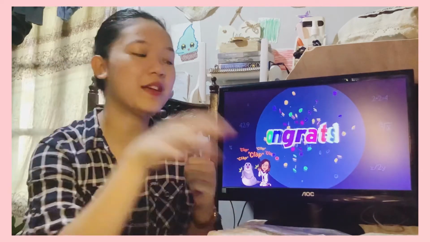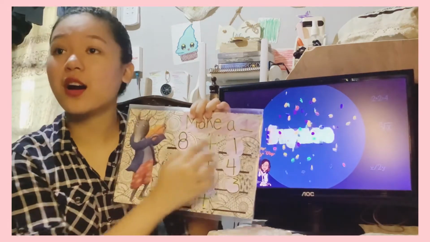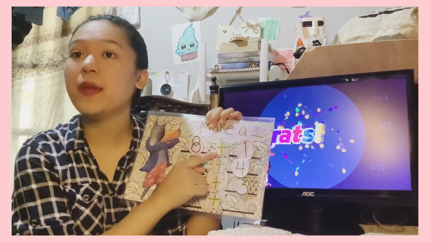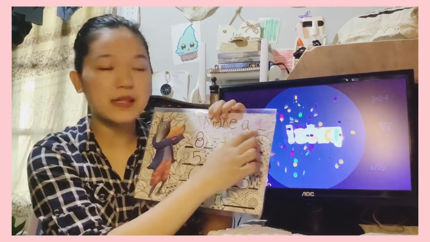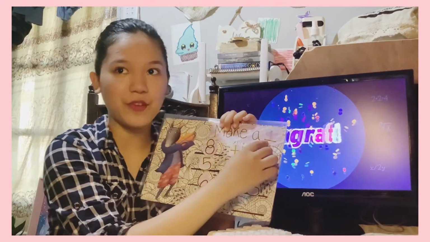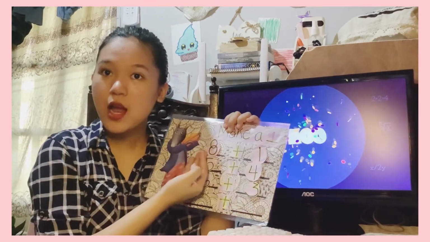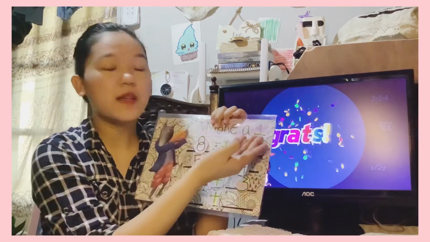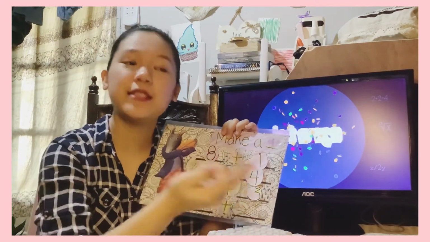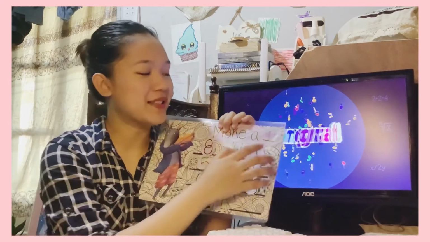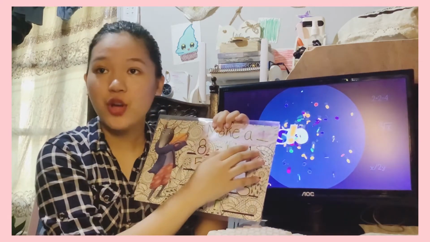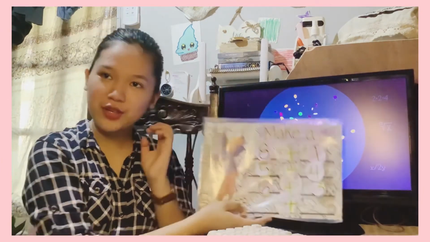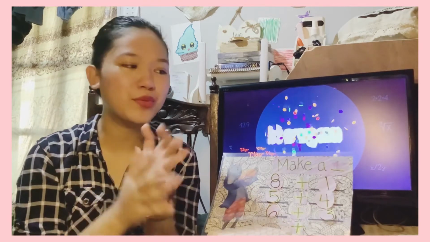Again, let's do a recap. What are these? These are the addends. Very good. What is the sign? It is a plus sign. And then equals to, what is this? It is the sum. Very good. Again, what are addends? Addends are the numbers added to one or to other numbers. What is sum? Sum is the total amount of an addition of two or more numbers that are added together. Very good. Now let's clap your hands.